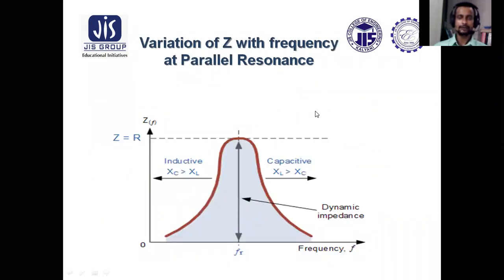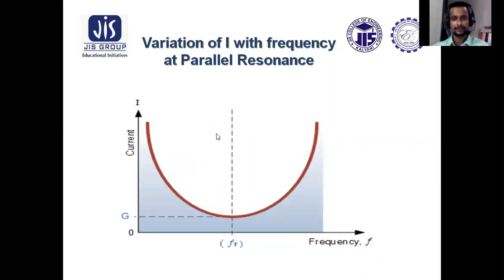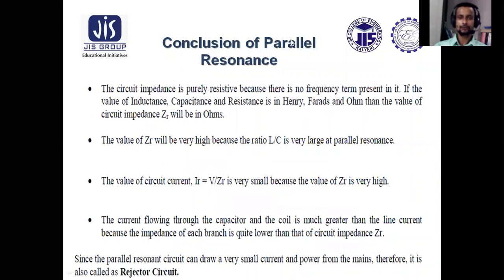In case of series resonance, the dynamic resistance was very small. Consequently, current was very high. But at parallel resonance, the dynamic impedance, or impedance at resonance, will be very high. Consequently, current will be very small. That is why a parallel resonating circuit is also termed a rejector circuit. Later we'll be discussing this. This is the graph for current. As impedance was maximum at resonance, current will be minimum at resonance. This is the conclusion of the parallel resonating circuit.